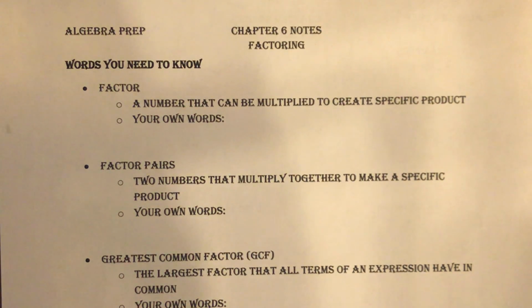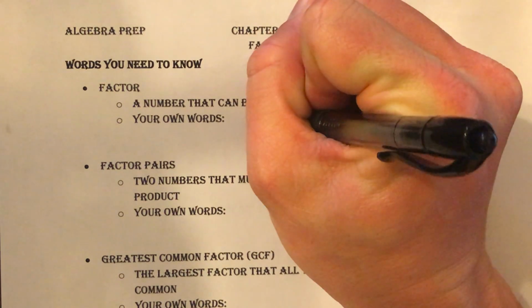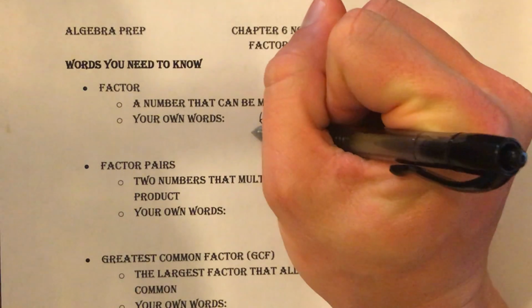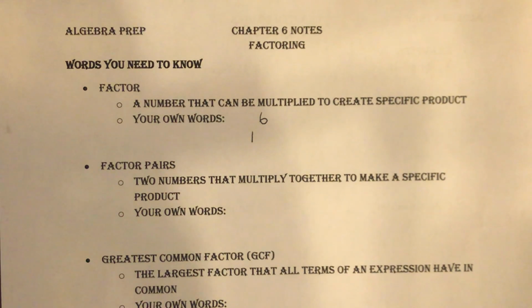So to begin this chapter, we're going to talk about three specific vocabulary words that you're going to hear about all throughout this chapter. And our first one is factor. And factor is just a number that can be multiplied to create a specific product. So when we say a number that can be multiplied, if we had the number, let's say 6. 1 is a factor of 6 because it multiplies against 6 to get to 6.